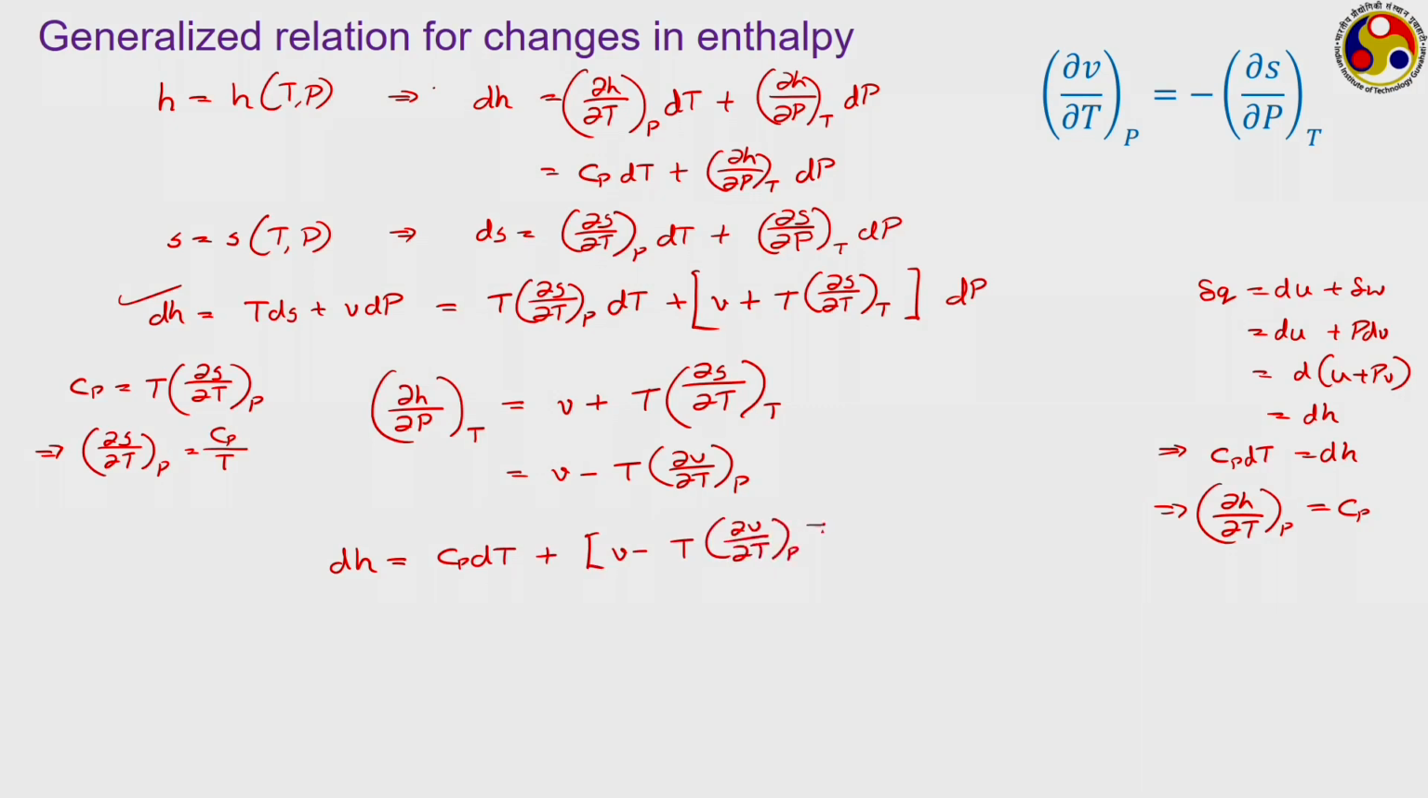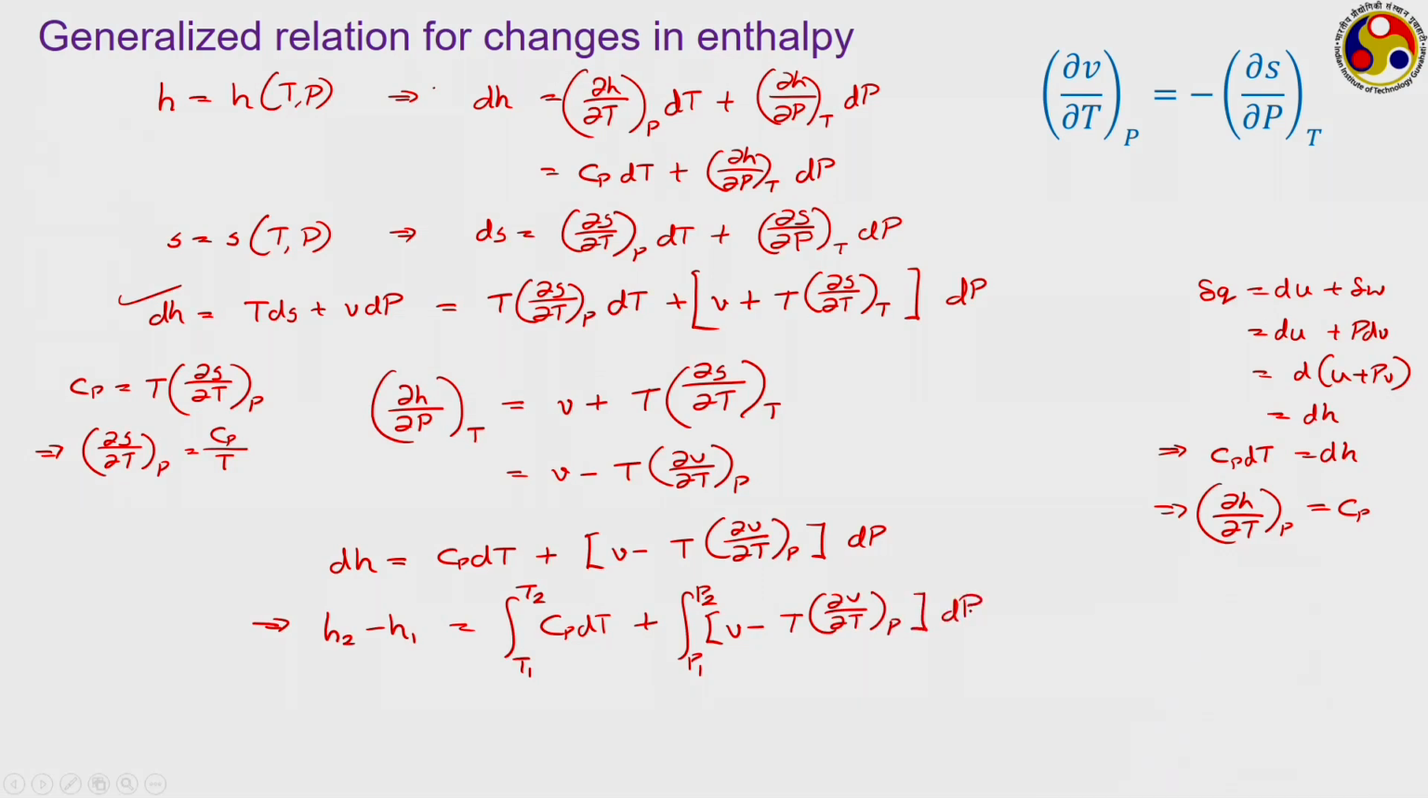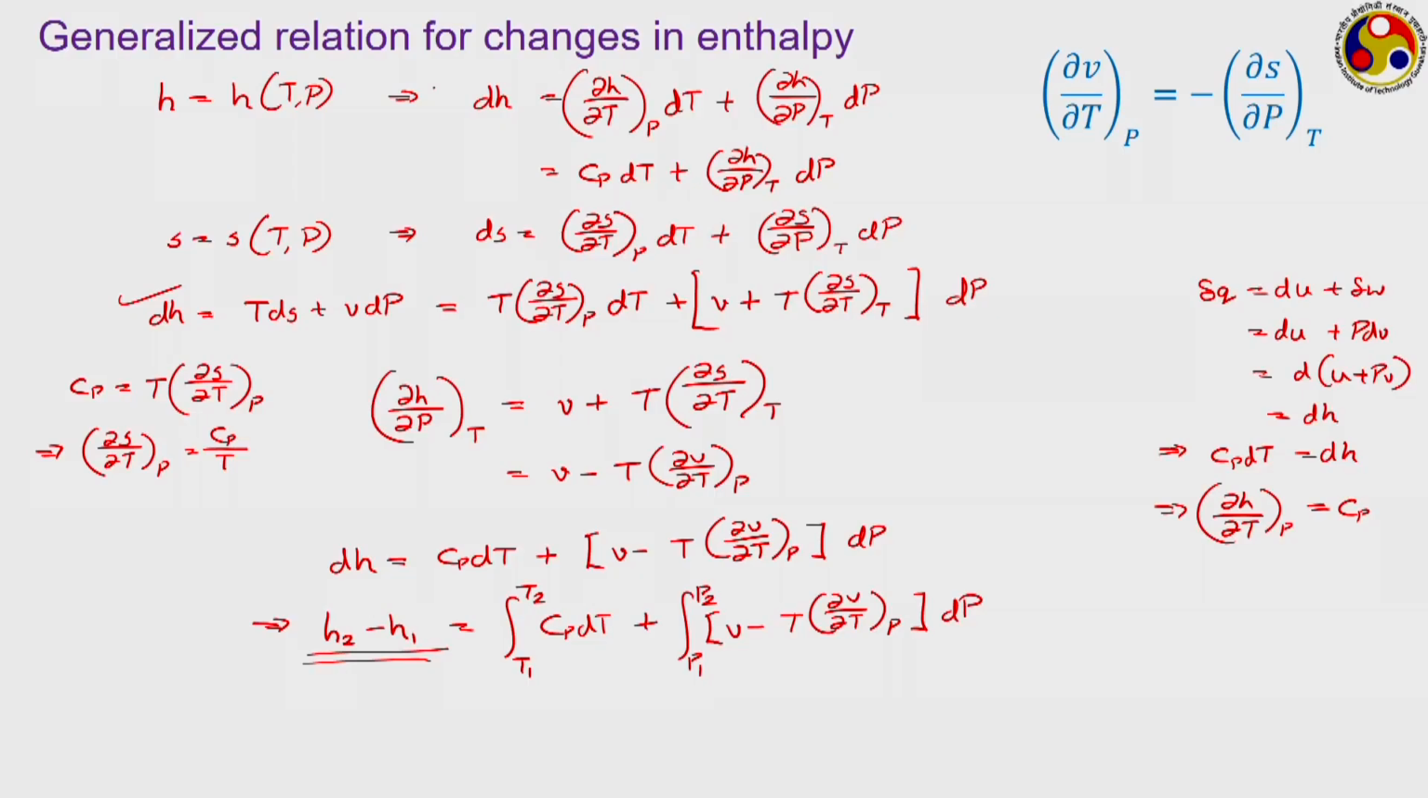So, finally, we get dH is equal to Cp dT plus V minus T into ∂V/∂T at P dP. During a particular process the change in specific enthalpy can be represented as H2 minus H1 equal to integral T1 to T2 Cp dT plus integral P1 to P2 V minus T into ∂V/∂T at P dP. So, again by knowing the PVT relationship of a substance and from knowledge of how specific heat at constant pressure, that is Cp, varies with temperature, you can easily calculate the changes in enthalpy.